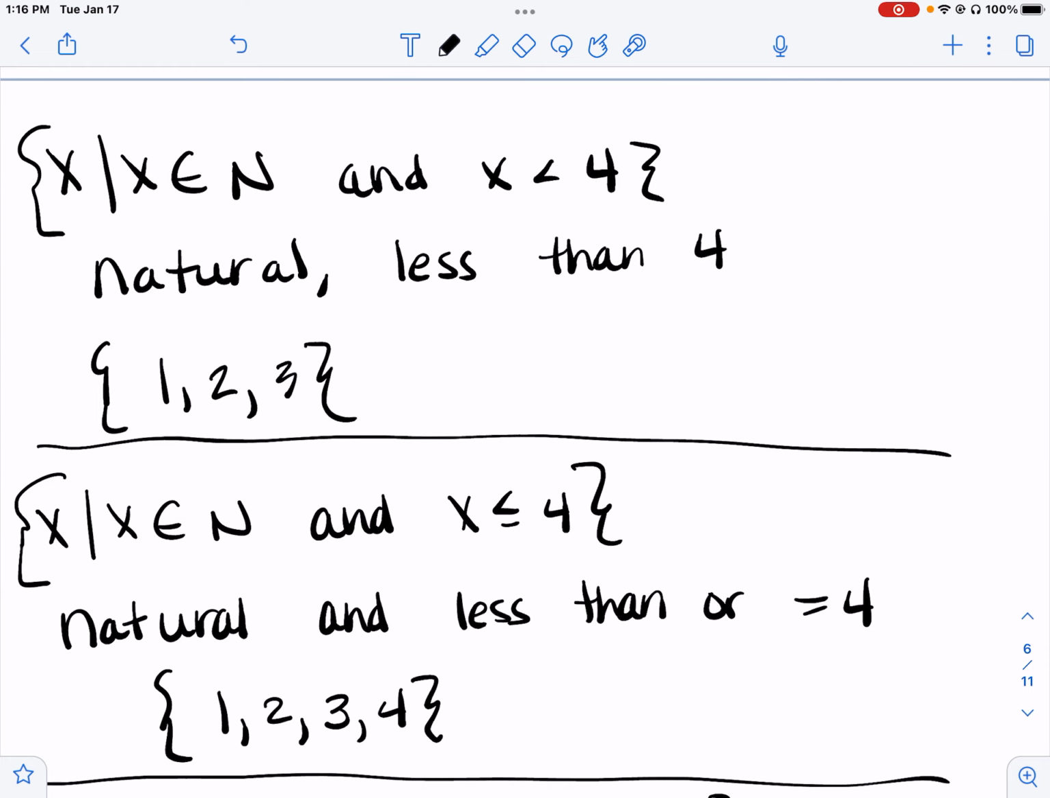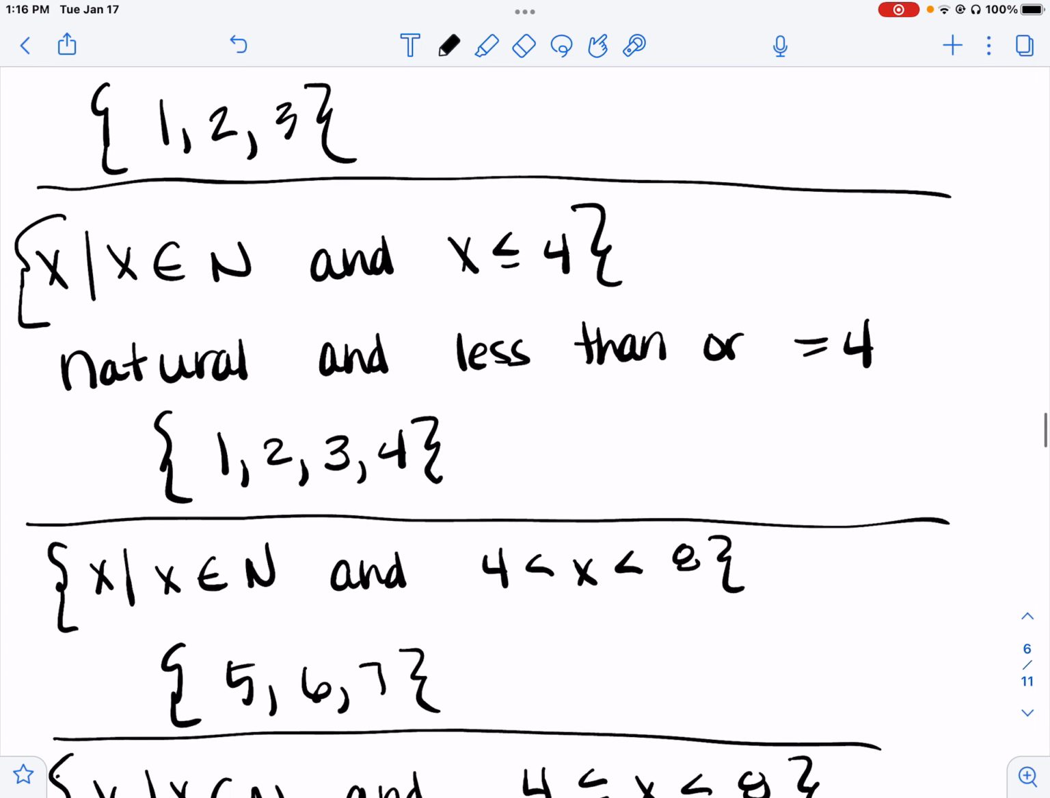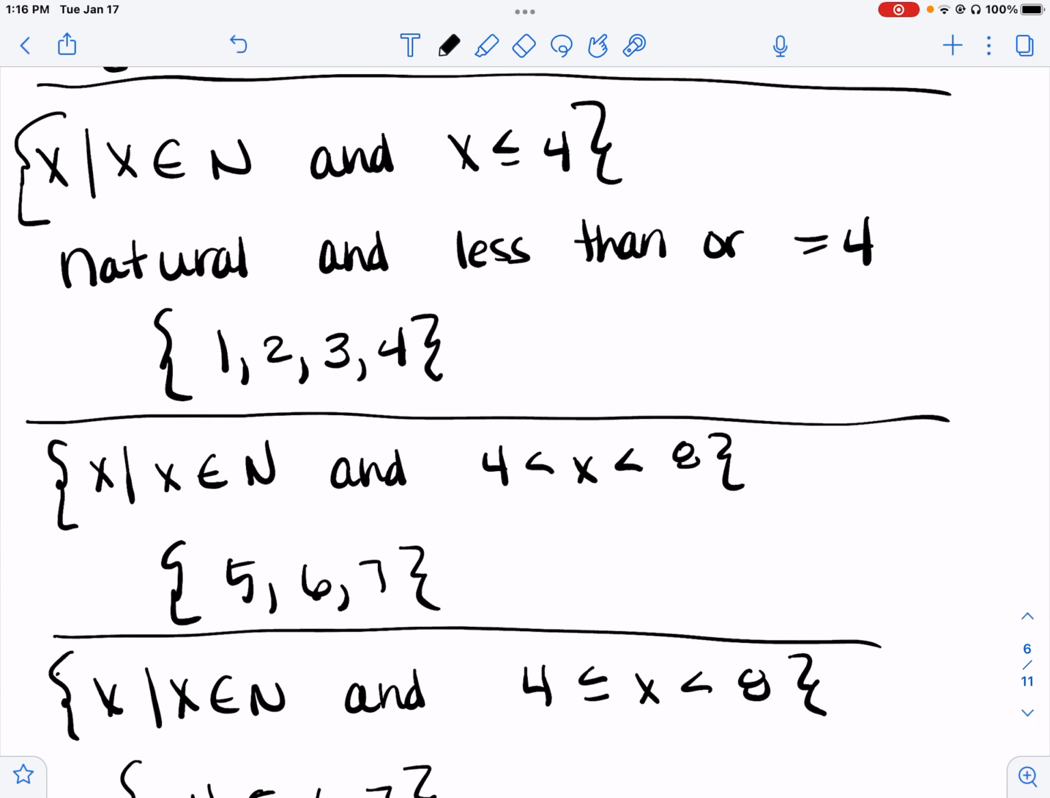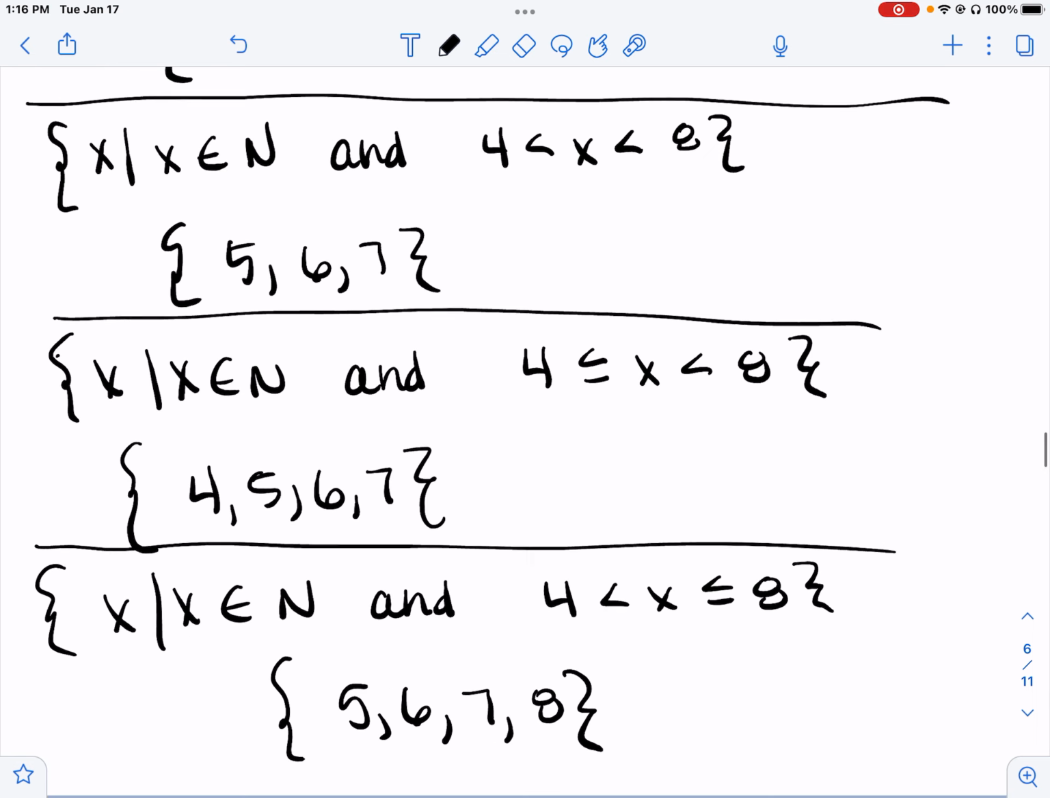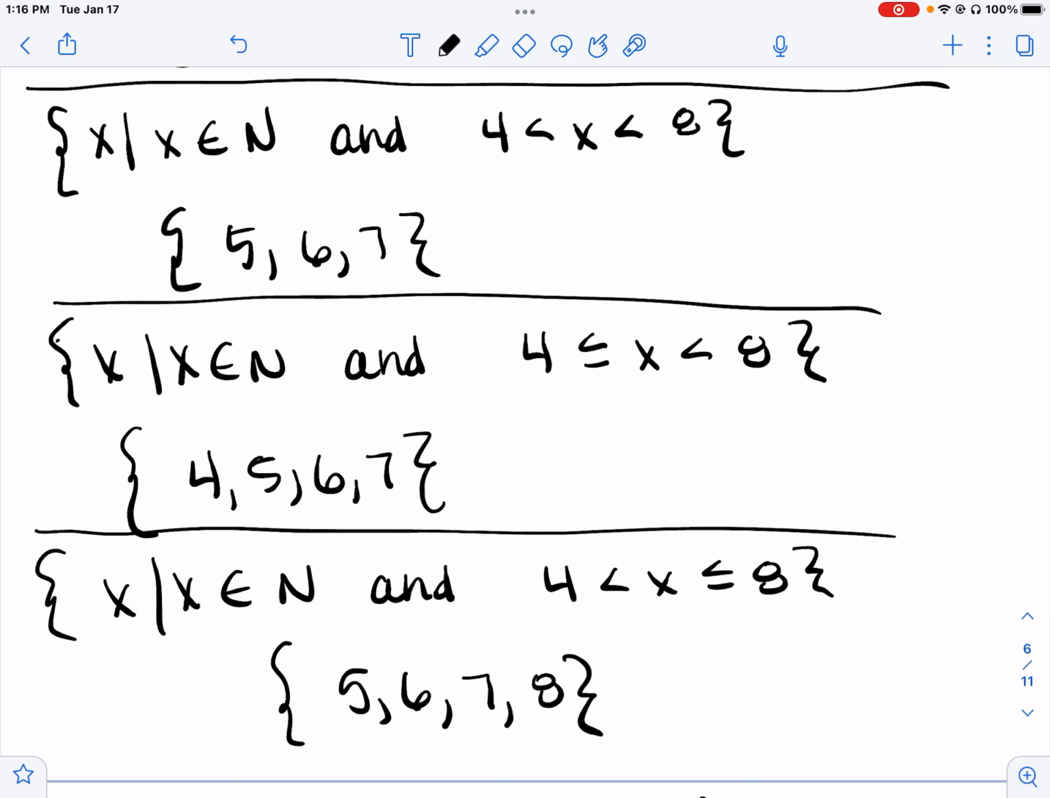Okay, if E is the set of x's so that they're natural numbers, and x is even, that would be 2, 4, 6, 8, and then they would keep going. How about x such that it's a natural number and less than 4? So that would be 1, 2, 3. Okay, x is a natural number and x is less than or equal to 4. The or equal to would tell us to include 4.